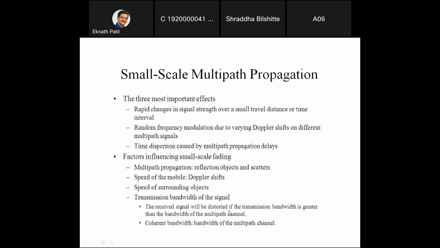The received signal will be distorted if the transmission bandwidth is greater than the bandwidth of the multipath channel, that is, the coherence bandwidth. So it may happen that the received signal changes its bandwidth because of the properties of whatever things are around, and because of that it also influences the small scale fading.